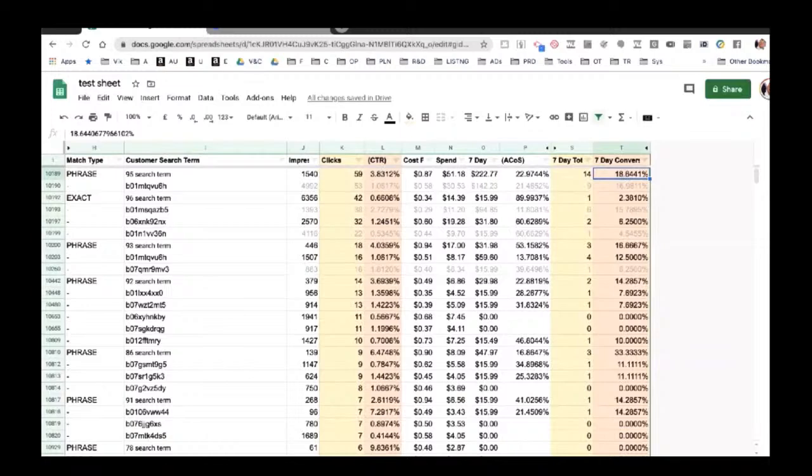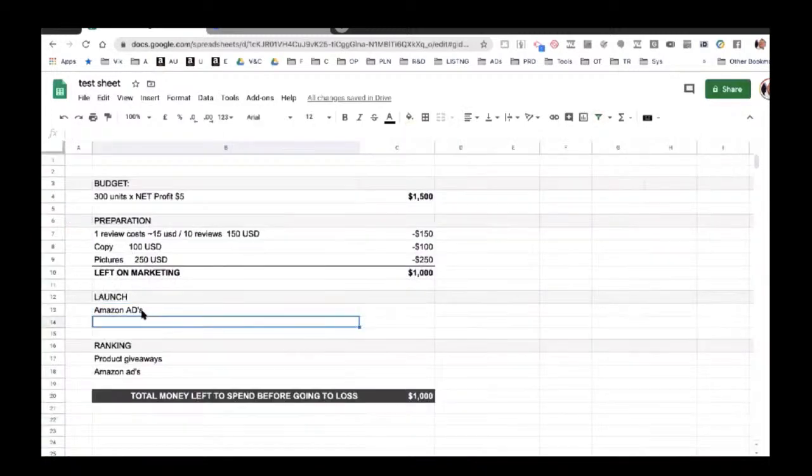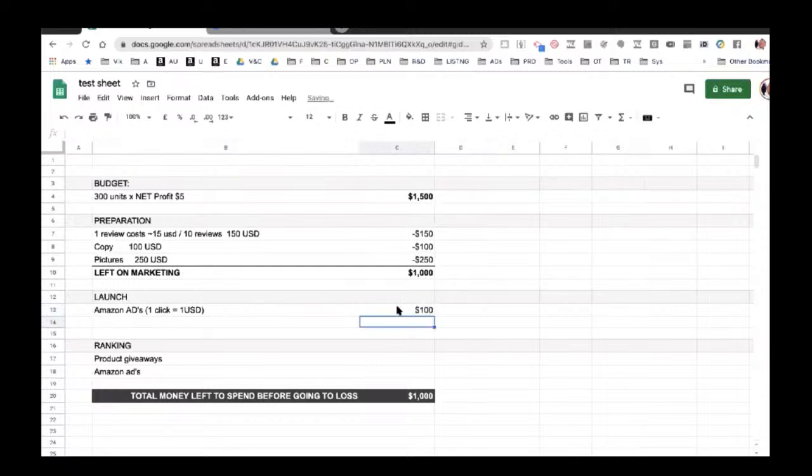That being said, we can calculate now. Let's say one click equals $1. Really simple. If one click equals $1, then if I buy myself 100 clicks, it's going to be $100, right? So let's say I want to buy myself 100 clicks. So it's going to be minus $100. Why not more? Let me explain.